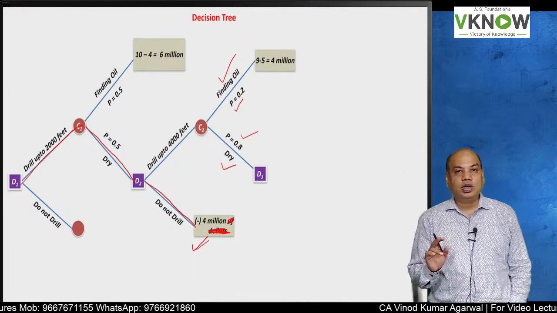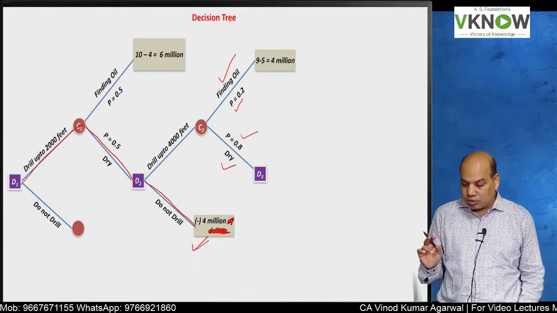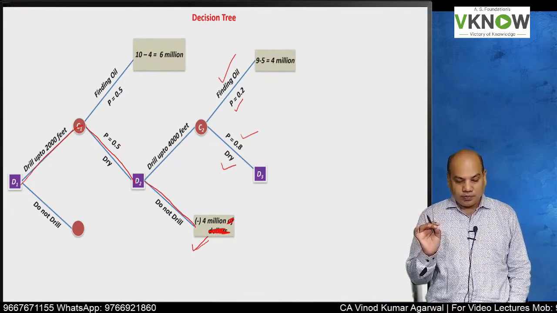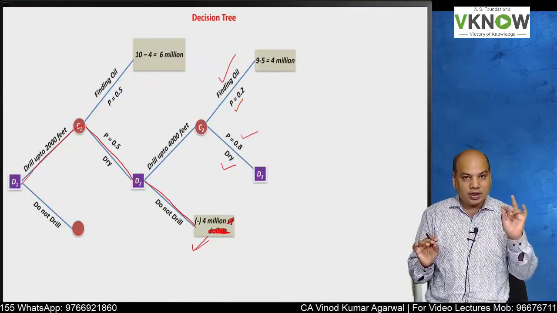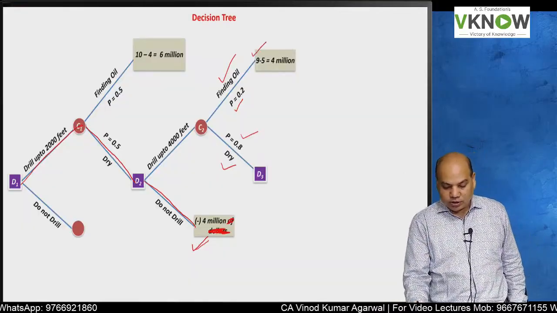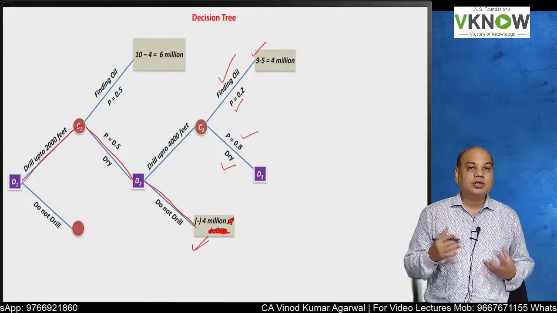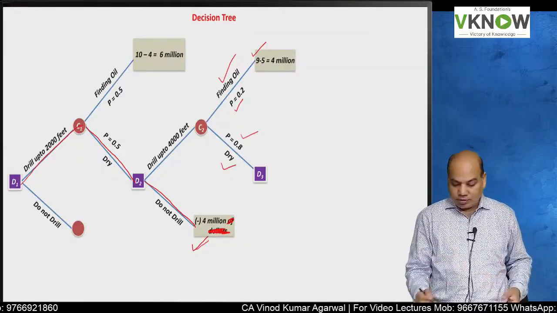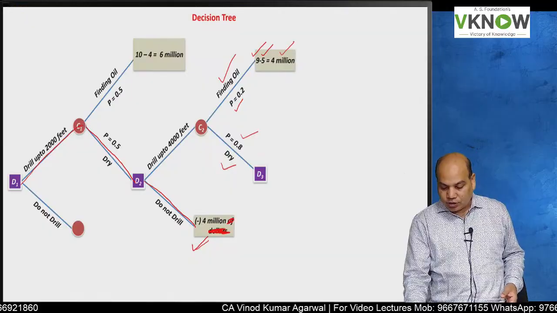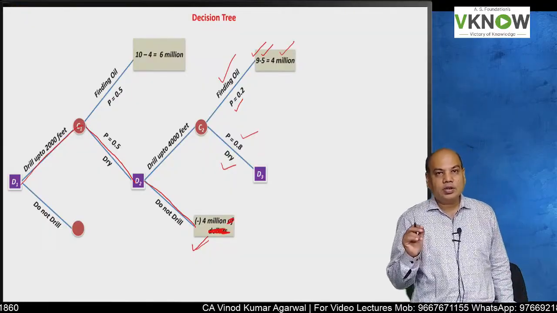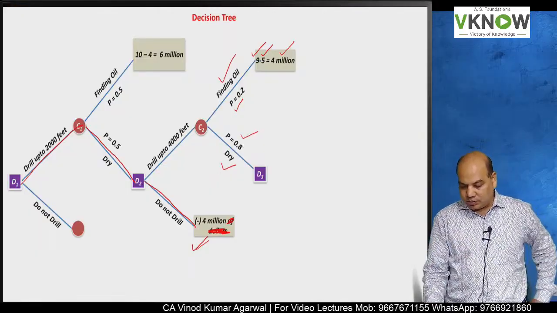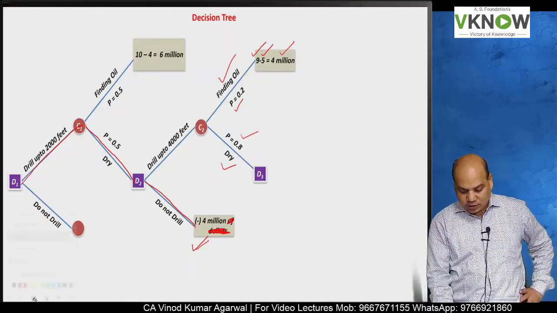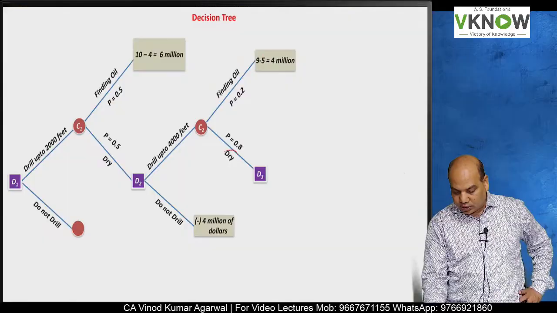If you find oil, what is your NPV? Last column, PV of oil is 9 and your total cost incurred till date is 5. So therefore, you will get 4 million NPV. And suppose you find that the well is dry, you are here.